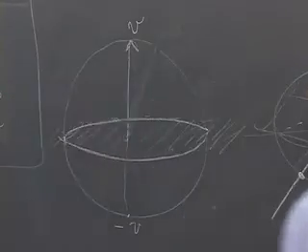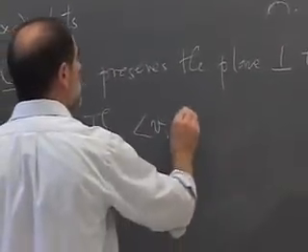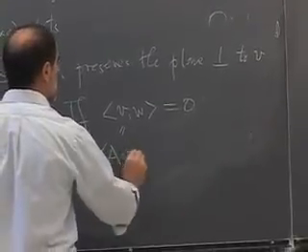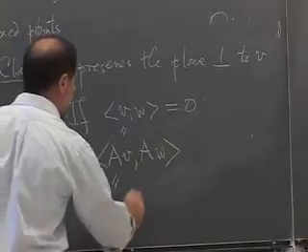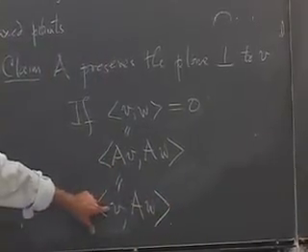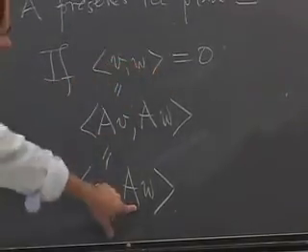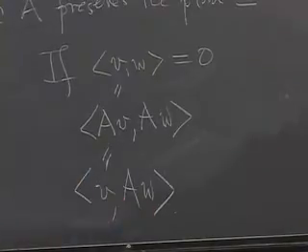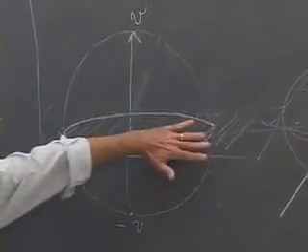Why? Because if V·W is equal to 0, then this is equal to AV·AW, which is equal to λV·AW, because V is an eigenvector. A preserves the inner product. So if W is orthogonal to V, so is A of W. So if you're in the plane orthogonal to the eigenvector, you stay in that plane.